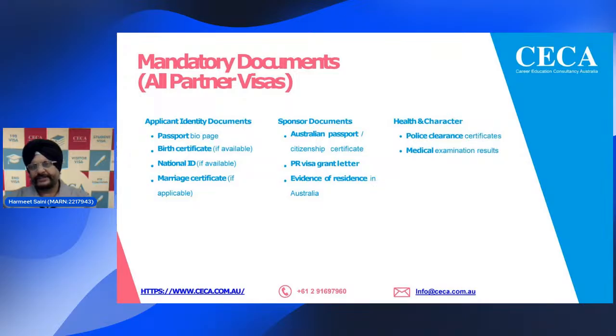For the mandatory documents when you apply for a partner visa, the main requirements are identity documents, sponsor documents, and health documents. In identity documents, the major ones are your passport, birth certificate, national ID, and marriage certificate. For sponsor documents, his Australian passport. If he's not an Australian citizen, then his overseas passport with a permanent visa grant letter and evidence of residence as well. Health declaration, police clearance check, and medical examination are mandatory when you apply for this visa.